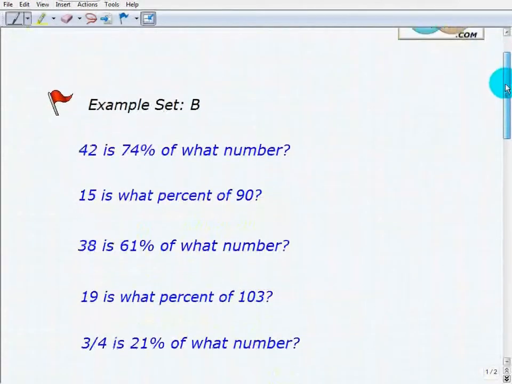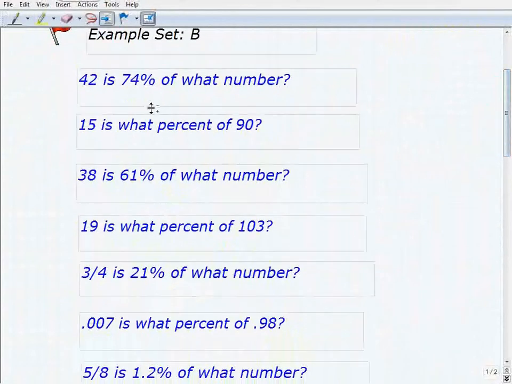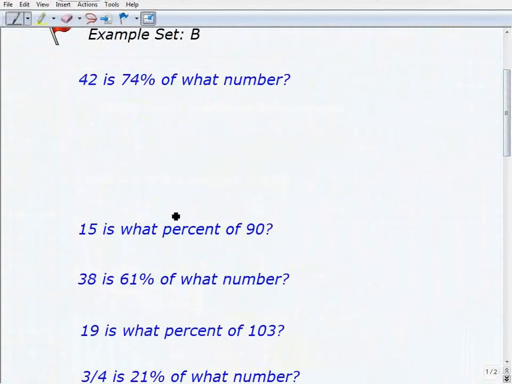You're definitely going to want to have a calculator during this process, and we'll go ahead and just start. Okay, so 42 is 74% of what number? 42 is 74% of what number? Okay, I'm going to set up an equation here. All right, so 42 happens to be 74% of a particular number.